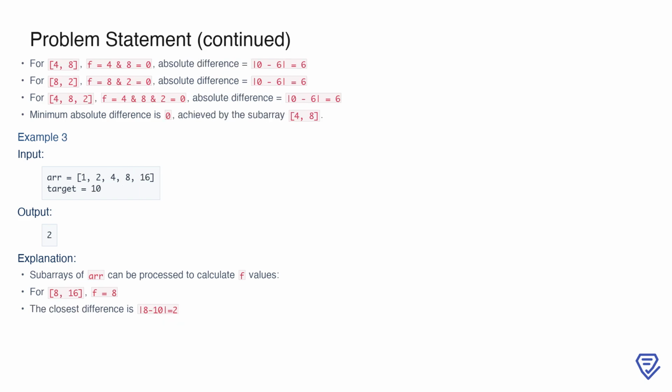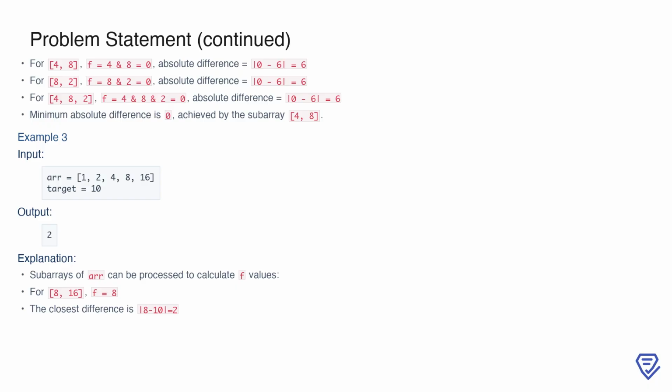In another example, consider arr equals [4, 8, 2], and target equals 6. For single-element subarrays, 4 gives f equals 4 with an absolute difference of 2, 8 gives f equals 8 with an absolute difference of 2, and 2 gives f equals 2 with an absolute difference of 4.